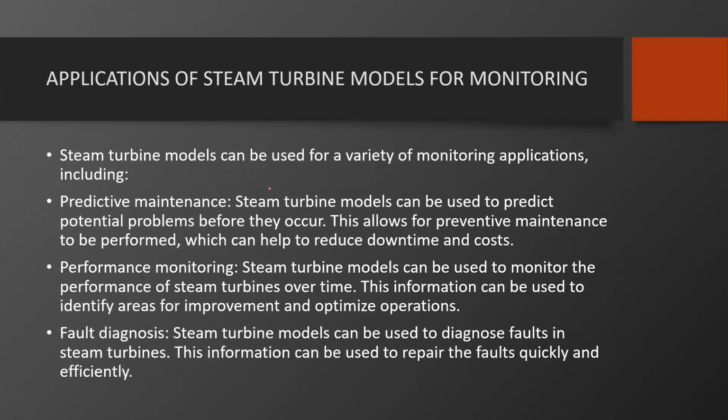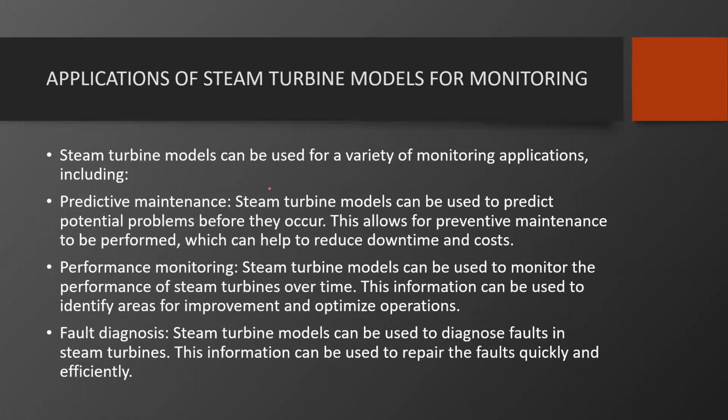Applications of steam turbine models for monitoring. Steam turbine models can be used for a variety of monitoring applications, including predictive maintenance. Steam turbine models can be used to predict potential problems before they occur. This allows for preventive maintenance to be performed, which can help to reduce downtime and costs.